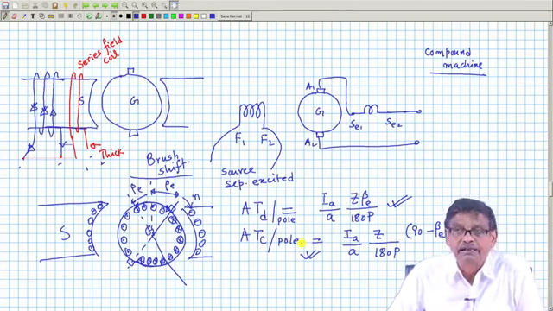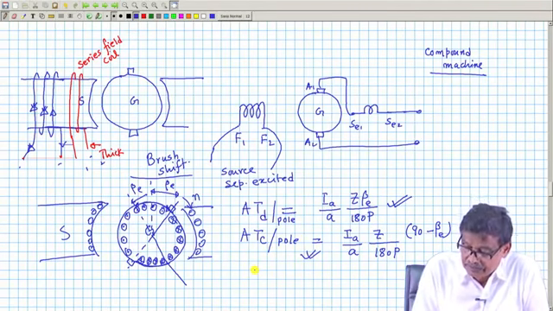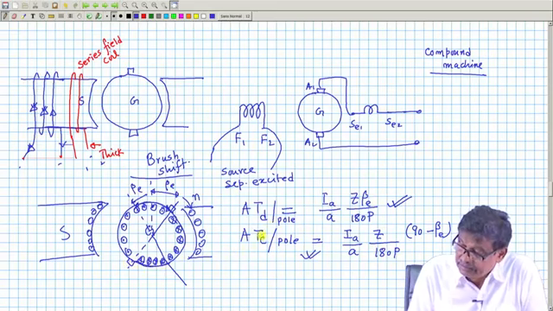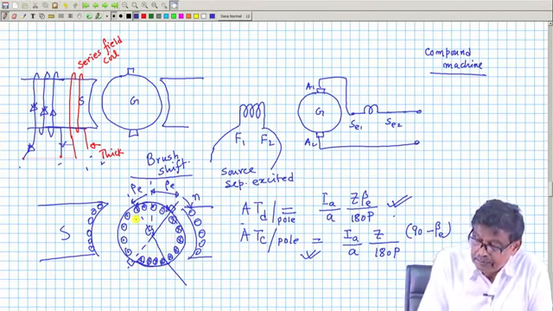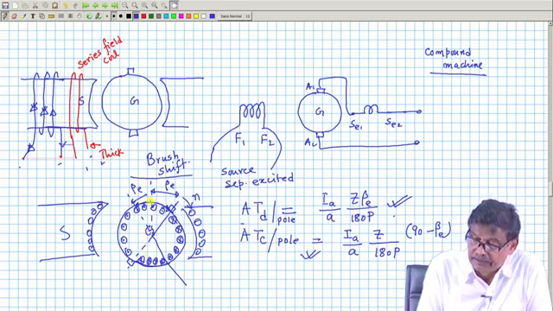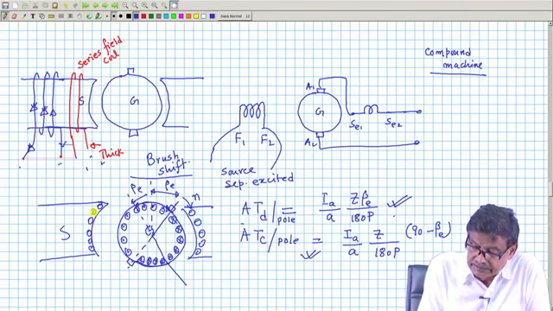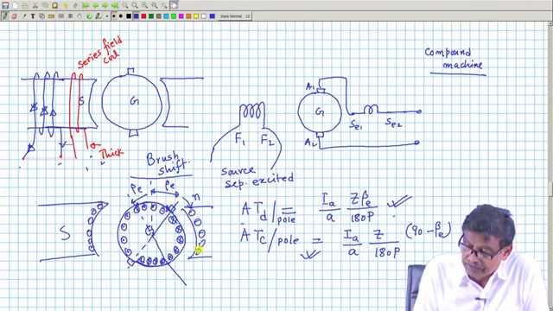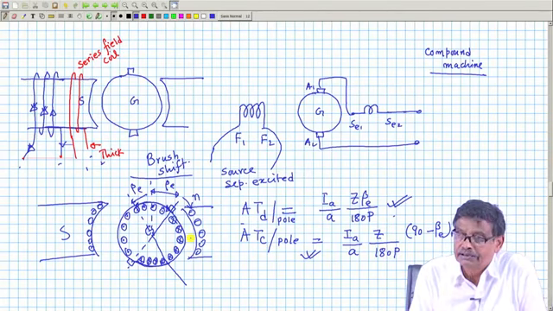That will be the cross magnetization, and demagnetization I will calculate based on the demagnetizing ampere turns per pole. Demagnetizing ampere turns per pole comes here, and how it is to be compensated for. This coil cannot compensate for horizontal demagnetization. So, how can this be compensated?